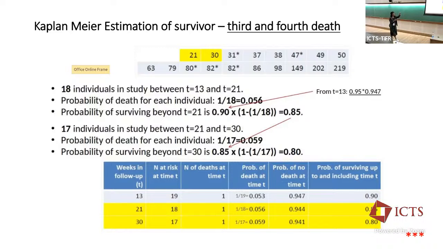There's one week that I missed, one participant. So when you multiply those probabilities, we got 0.9 multiplied by 1 minus 1/18. So we get 0.85 as the probability of survival now. So you can see that the probability of survival will keep decreasing.